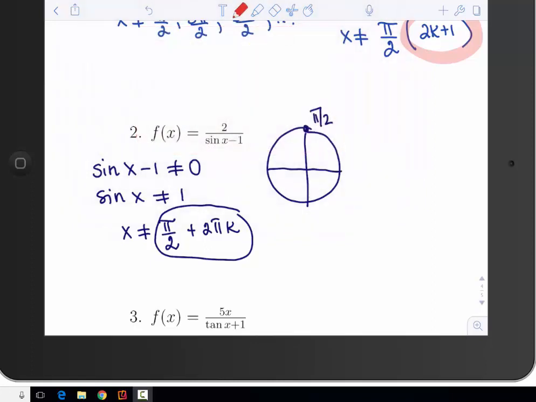If I add 2 pi back to that number, that makes the denominator 0. If I add another 2 pi, so let's say 4 pi, and here I am again. So we want to exclude all of those points to avoid division by 0.